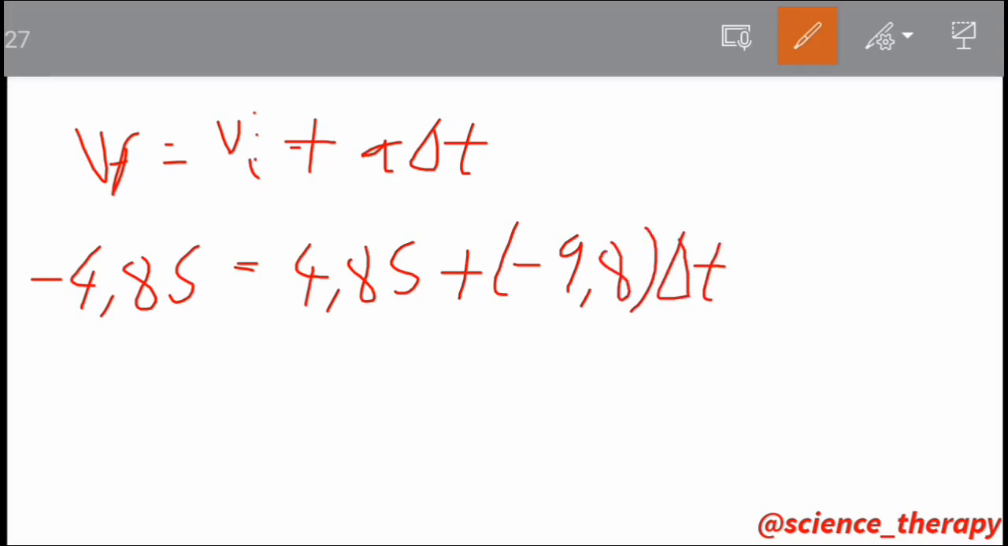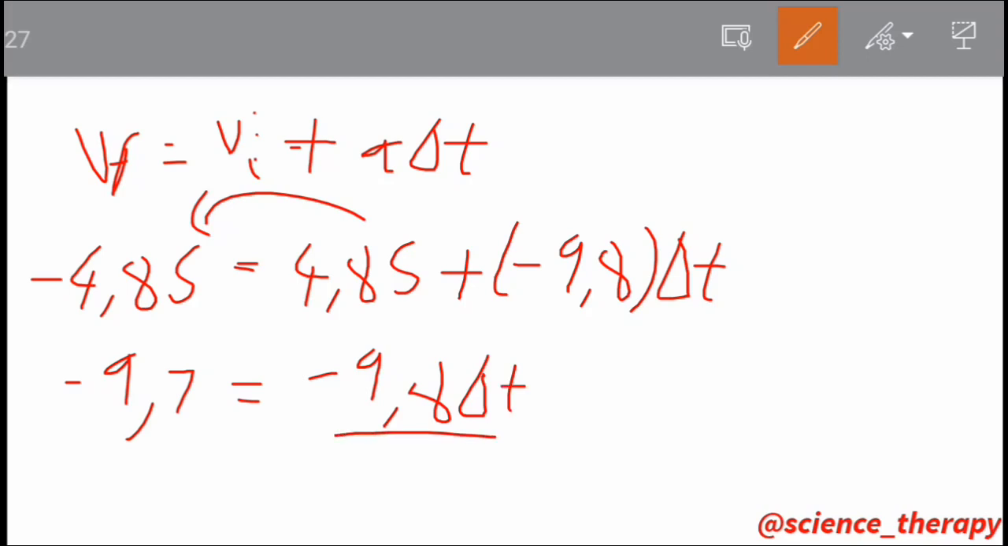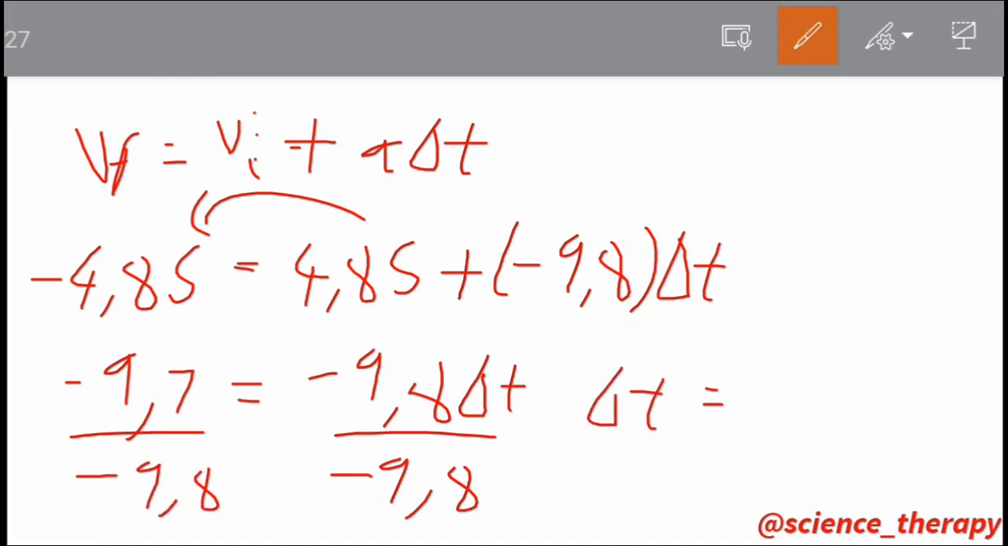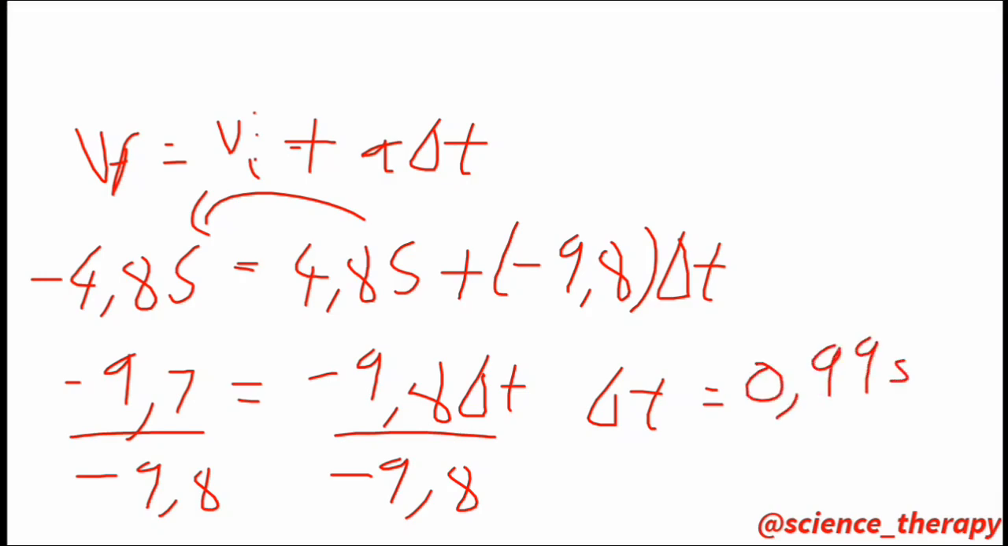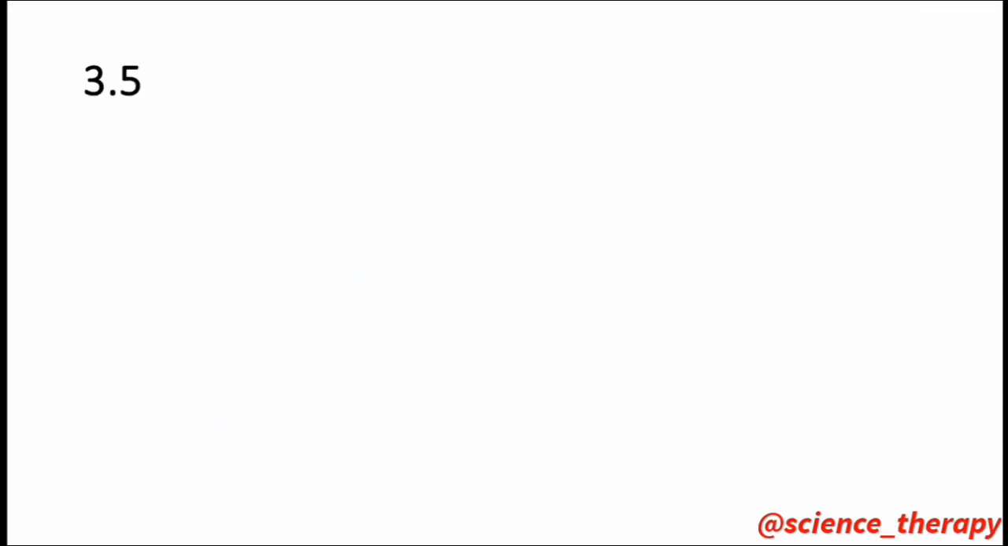Now if we transpose, we have negative 4.85 minus 4.85. That gives us negative 9.7. If we transpose that to the other side, here we are left with negative 9.8 delta t. At this point, we can divide both sides by negative 9.8. Our delta t now becomes 0.99 seconds.